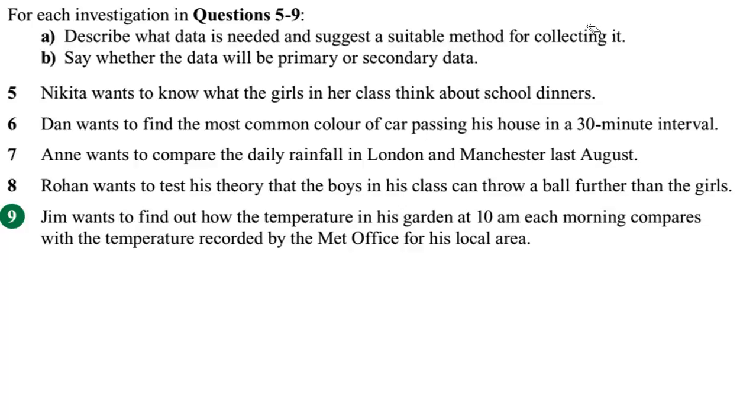Now, next one. Suggest a suitable method for collecting this. Rohan will have to do this practically. He's going to get the boys and the girls with an identical ball, and he's going to ask them to stand at a point, and they'll be throwing the ball as far as they can. Then Rohan will just measure how far the ball has fallen. Okay. And this is going to be primary. Why? Because Rohan is practically collecting this data himself. Okay. So that's how to answer these kinds of questions.